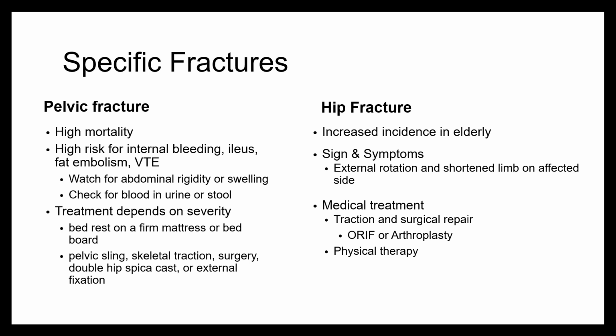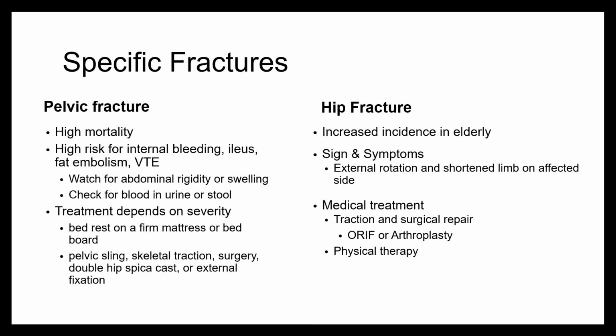Hip fractures are frequently related to osteoporosis in older adults. Therefore, the decision between an open reduction internal fixation and an arthroplasty usually comes down to how severe of osteoporosis the patient has. The less dense the bone, the less likely it's going to be able to handle the placement of pins with the open reduction internal fixation.